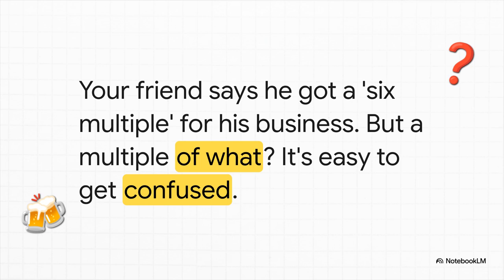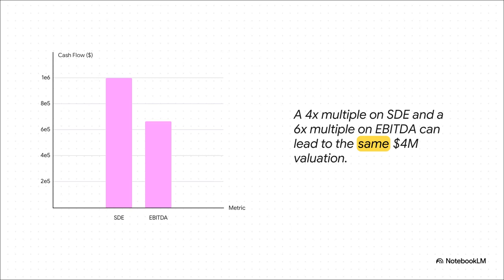You hear your friend bragging that they sold their business for a 6 multiple, and you immediately start doing math in your head. But hold on, a multiple is totally meaningless unless you know what it's a multiple of. So let's just look at how this plays out. A business's SDE number will always be higher than its EBITDA number, simply because SDE includes the owner's salary. This means a lower multiple, say a 4 multiple on that big SDE number, can lead to the exact same valuation as a much higher 6 multiple on the smaller EBITDA number. Both roads lead to $4 million. So a higher multiple doesn't always mean a better deal.